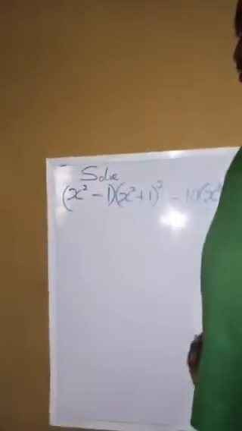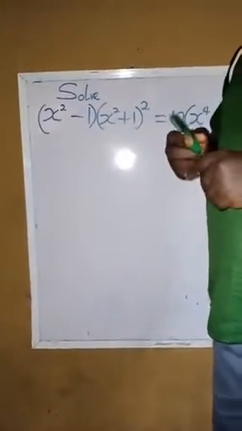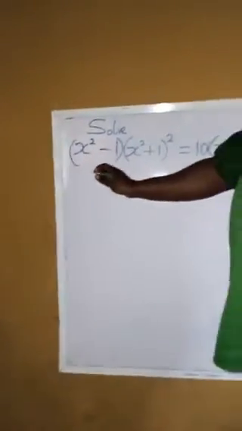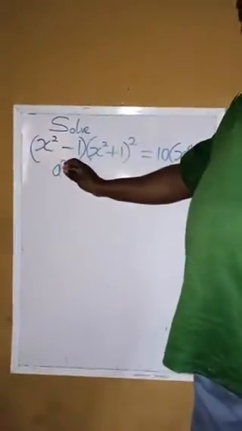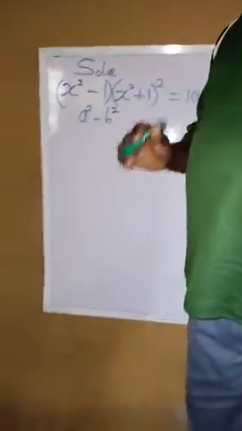Here on the board is a question we shall be solving this afternoon. But before we solve this question, we want to remind ourselves of difference of two squares. Now, assuming I have a squared and I want to subtract b squared from it.